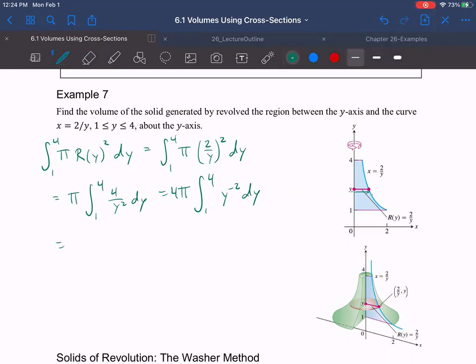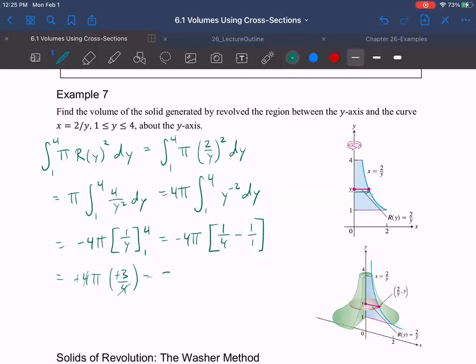Go through, make it y to the negative 1 over negative 1, and then you get negative 4 pi, 1 over y, from 1 to 4. And negative 4 pi, plug in 1/4 minus 1 over 1. Negative 4 pi times 1/4 minus 1 is going to be negative 3/4. The 4s will cancel. The negatives will cancel. And we'll get 3 pi.